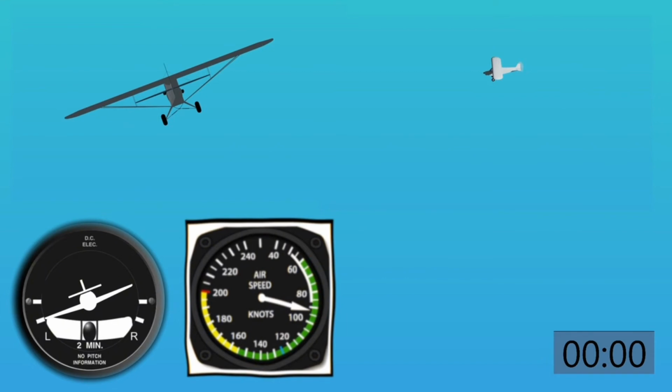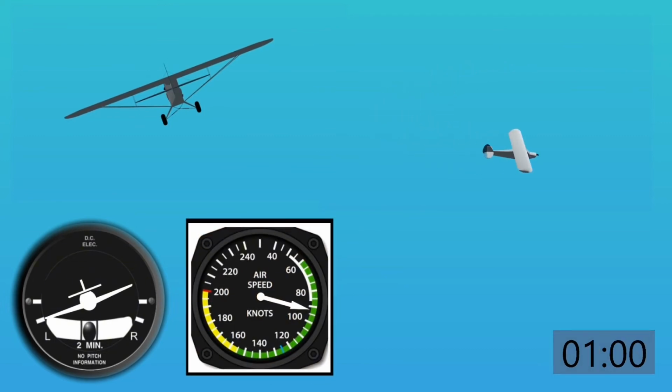Let's visualize this first with a standard rate turn to the left at about 93 knots of airspeed. Here we maintain 93 knots on our airspeed indicator and standard rate on our turn coordinator and complete a 360-degree circle in 2 minutes with a constant turn radius.